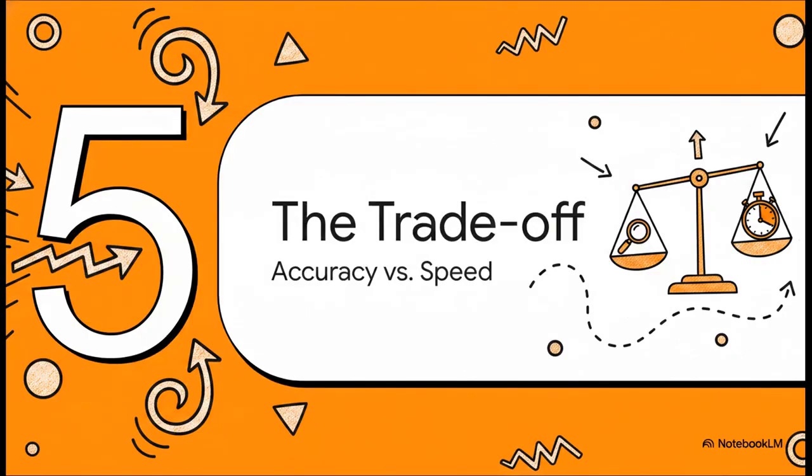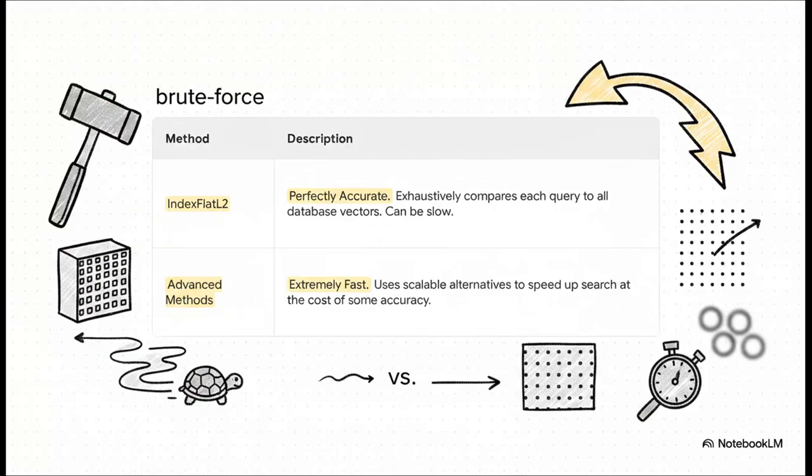So this simple example perfectly sets up the single most important concept you need to grasp when you're working with FAISS, or really any large-scale search system. And that is the trade-off between accuracy and speed. So as you can see, you really have 2 main choices. On one side, you've got IndexFlatL2. It guarantees perfect accuracy, but man, it can be slow.